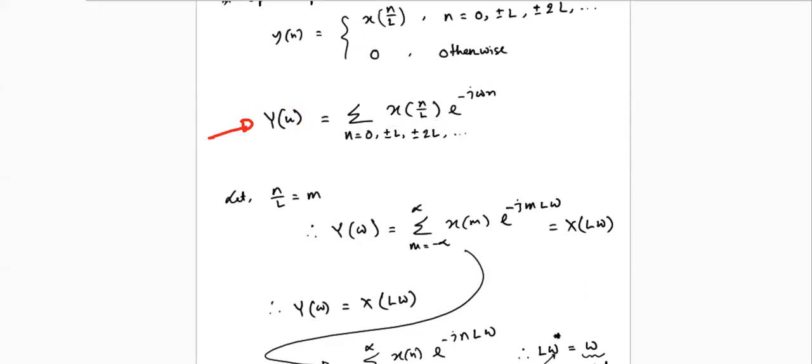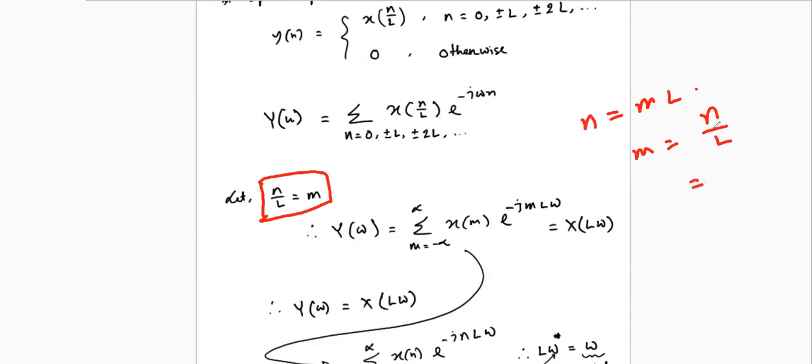Okay, so here we have done a small trick. Let n by L equal m, which gives our equation like this. Now, the value of n is equal to m into L, or m is equal to n divided by L. So what is the value of n? n is 0 divided by L, which is equal to 0.